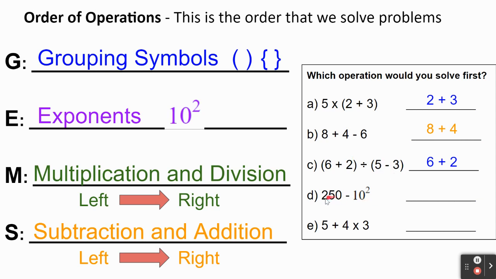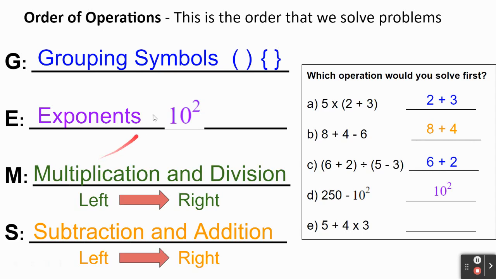First, we're going to see if there's any grouping symbols. We can see there are no grouping symbols. So we move on to the E, which stands for the exponents, and we're going to see if there's any exponents. We can see there is an exponent here, 10 to the power of 2. So that's what we would solve next. Remember, 10 to the power of 2 is the same as 10 times 10, or 100. Let's move on to problem E.